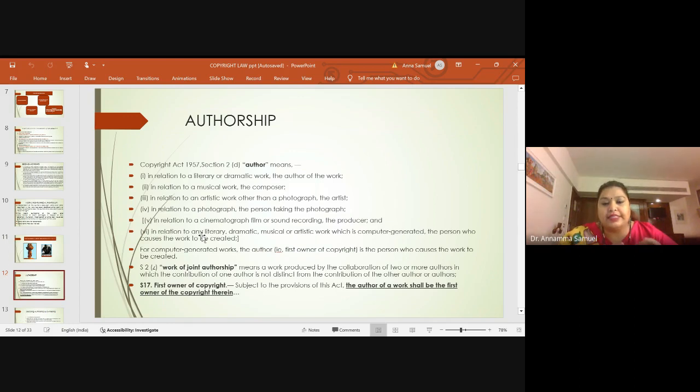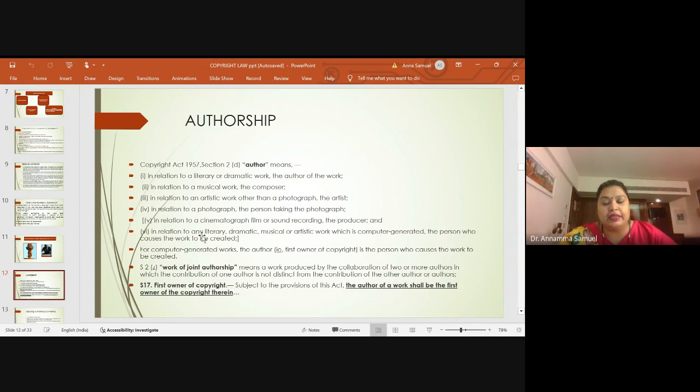So section 2(d) talks about the definition of author. For literary and dramatic work, we call the copyright holder the author. In case of musical work, we call it the composer. In case of artistic work, other than photograph, the artist. In case of a photograph, the person taking the photograph. And for cinematograph film or sound recording, it's the producer.